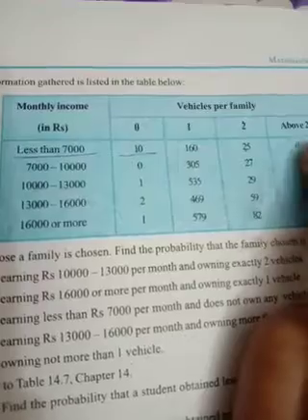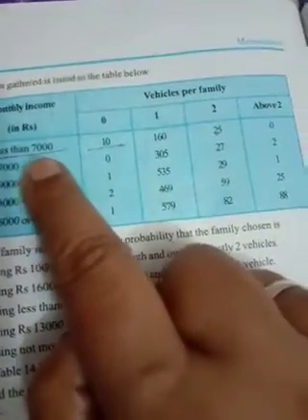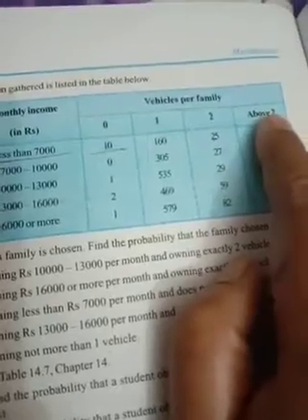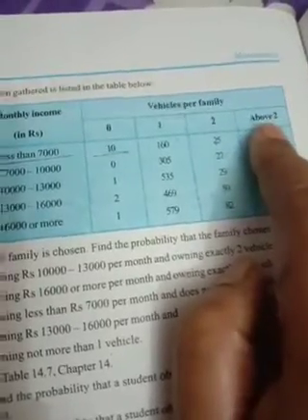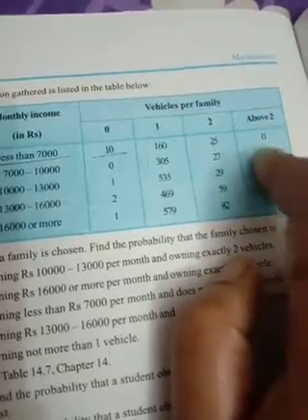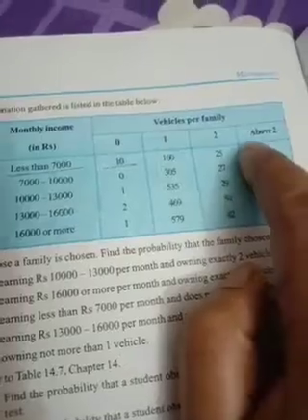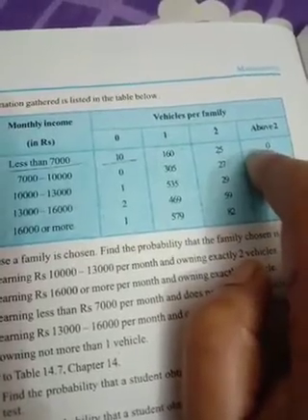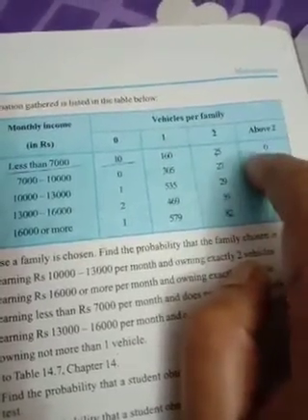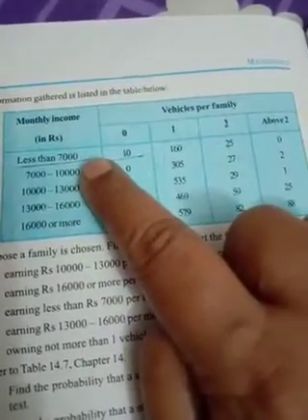And there are no families whose monthly income is less than 7,000 having vehicles more than 2, that means above 2 vehicles they are owning. That type of family is 0. We are getting no families having more than 2 vehicles and their monthly income is less than 7,000.